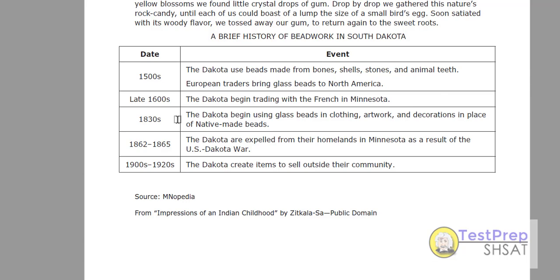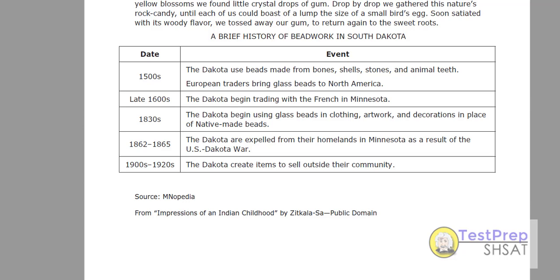Brief, it's 400 years. In the 1500s, they made beads from bones and shells. In the 1600s, the Dakotans began trading with the French. And later, 200 years later, maybe 150 years later, they began using glass beads instead of native beads. And ultimately, they were expelled from the land, but it looks like they kept creating a lot of their artwork as well. So the main idea here looks like one of chronology, that they've been making this artwork and the beadwork for centuries, for a long time.